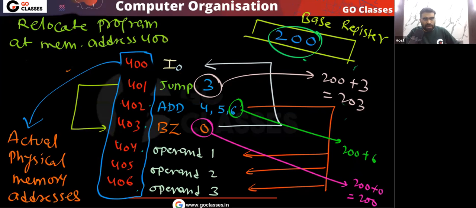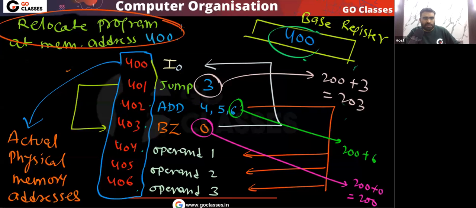Which changes do you have to make? Tell me all the changes that you have to make. No changes. The operating system is relocating, so who will make this change? The operating system will make it. The operating system will put 400 in the base register.